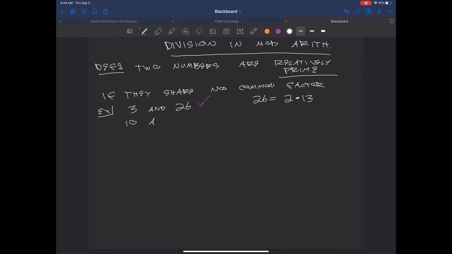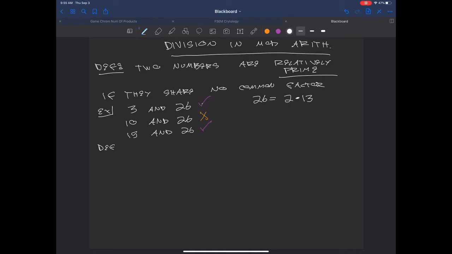What about 10 and 26? Well, 10 has 2 in it. 2 is a factor of 10, and 2 is a factor of 26. So no, those are not relatively prime. One more, let's say 15 and 26. 15 is not a prime number, but it is relatively prime to 26 because the only factors in 15 are 5 and 3, neither of which is 2 or 13. They don't share any of the same factors, so 15 and 26 are relatively prime.